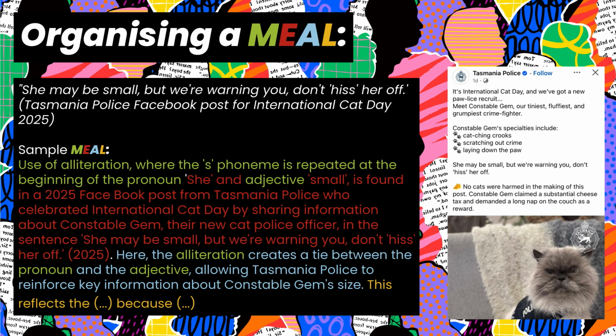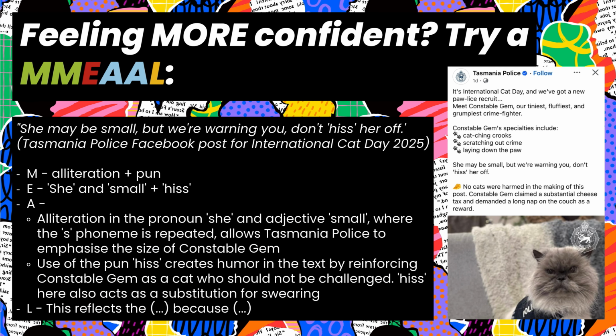If this were an essay example, we could link to expectations in context and talk about the way that Tasmania Police are deliberately playing with language to reflect expectations of innovative language use on social media. Once you've mastered the meal structure, if you're feeling a little bit more confident, you might like to test out what we call a meal. And yes, I fully appreciate that that is a little bit awkward to say.